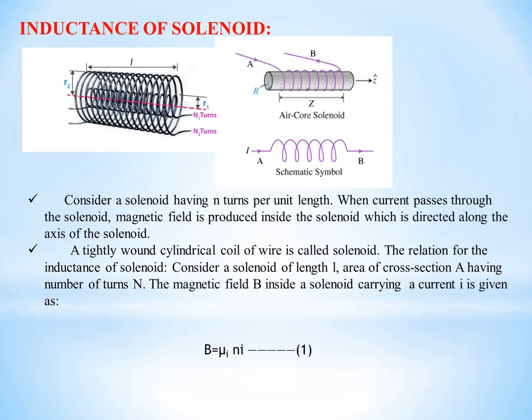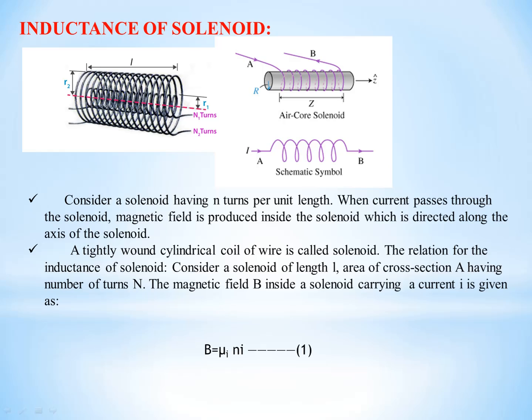Inductance of solenoid. A solenoid is a coil of insulated or enameled wire wound on a rod-shaped form made of solid iron. Considering the solenoid having a number of turns per unit length, when current passes through the solenoid, a magnetic field is produced inside the solenoid, which is directed along the axis of the solenoid. It is tightly wound on a cylindrical core of wire; this is called a solenoid.